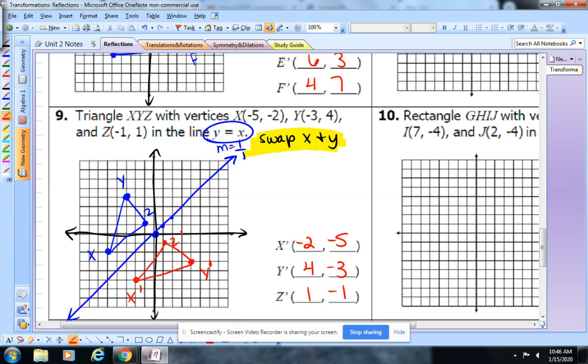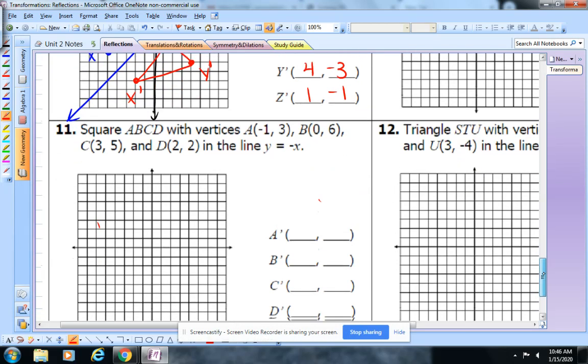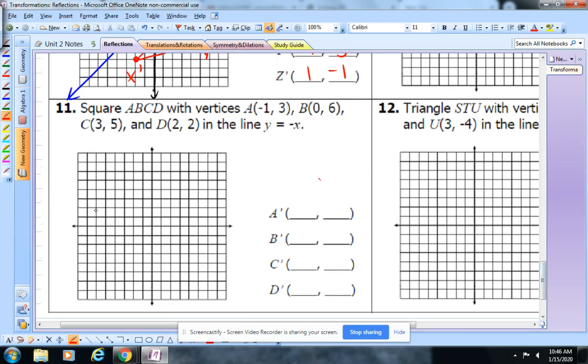Okay, so you cannot count spaces if you have a diagonal line. If you have a diagonal line, then you need to memorize it. So if it's y equals positive x, you swap x and y. That's it. So it is easy mathematically. You just got to memorize what to do. Okay? So let's see one more example of the last possible scenario. And let's skip down to number 11, please. We're almost done. This is my last example for the notes today.